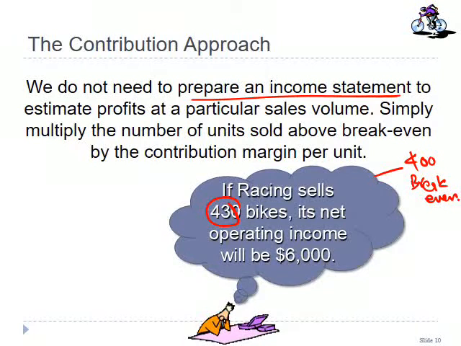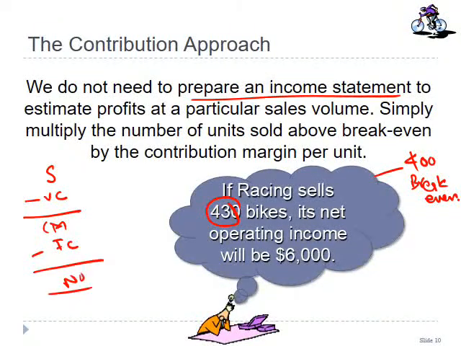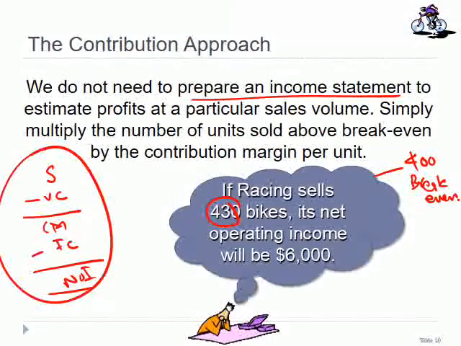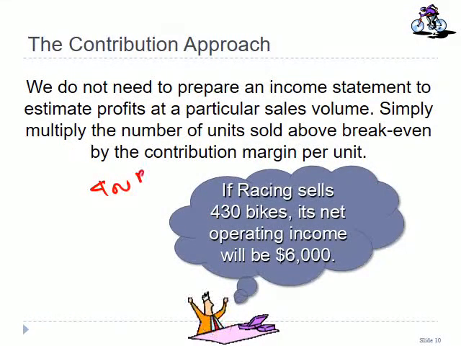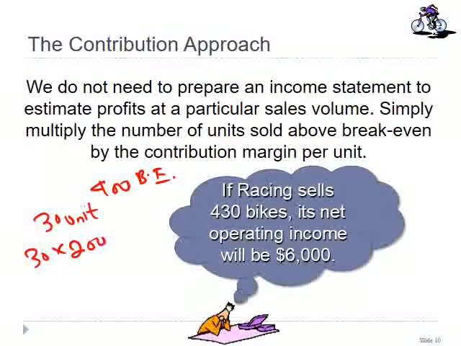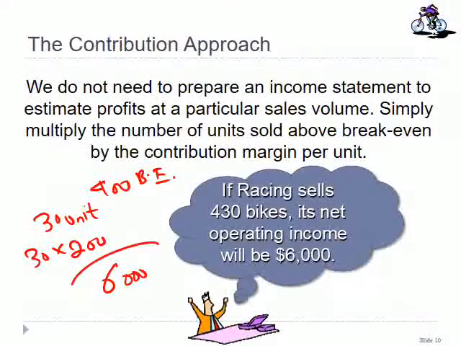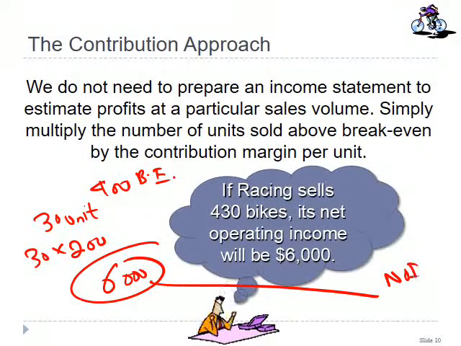The beauty of this contribution margin approach is that we do not have to make the whole contribution margin income statement, where we write sales, then subtract variable cost, find our contribution margin, then subtract the fixed cost and find the net operating income. It's time consuming. So to find it directly, we know that 400 is our break even, and we know how much we sell above it: 30 more bikes, 30 units. We just multiply 30 by our 200 contribution margin, so 6,000 will be added to net operating income.